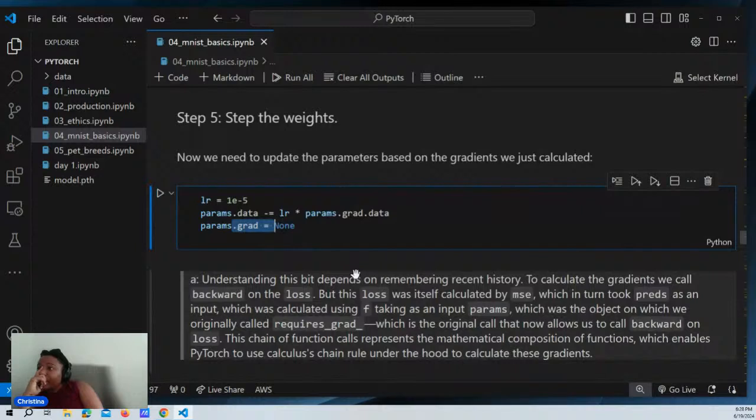So we call backward on the loss, right? The loss was calculated, yes, by the mean squared error, which took preds as input, which we calculated using some function. This chain function represents the mathematical composition of functions which enables PyTorch to use the calculus chain rule. Got it, under the hood to calculate gradients.